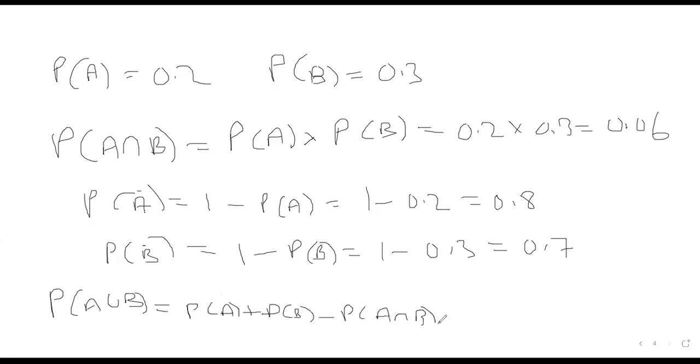Good. What is our A? 0.2. Our B? 0.3. Our intersection? 0.06. And what do we get? 0.44. Excellent. All right.